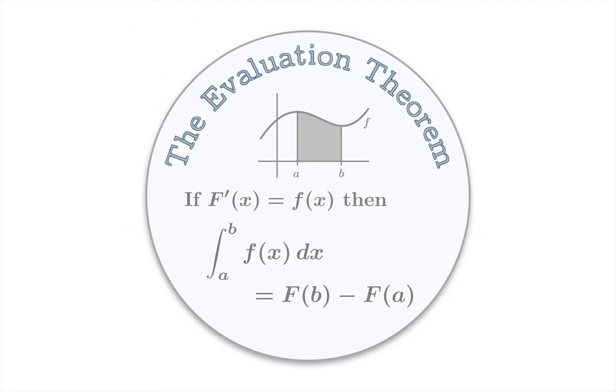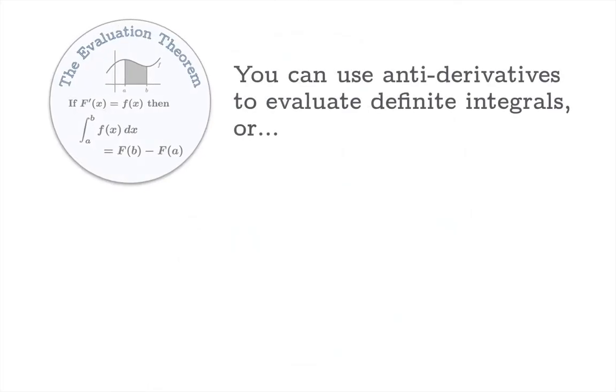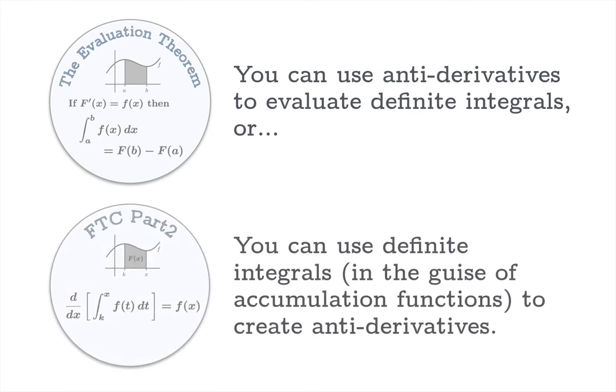So, if this sounds familiar, in fact, the evaluation theorem, which is what we called the fundamental theorem part 1, and now the fundamental theorem part 2, they're actually two sides of the same coin. They're very much related. They're almost saying the same thing. They're saying the same thing sort of in opposite directions. So the evaluation theorem tells us that you can use antiderivatives to evaluate definite integrals. But you also have the option of using definite integrals in the guise of accumulation functions to create antiderivatives. So they're really exploring two different parts of the same phenomenon.